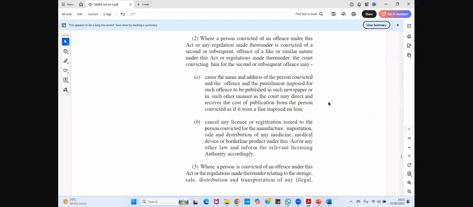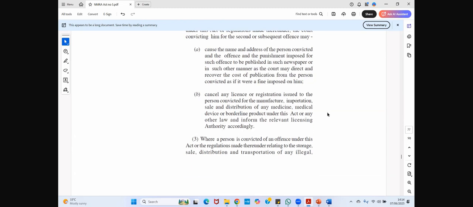So, where a person convicted of an offense under this act or any regulation made thereunder is convicted of a second or subsequent offense of a like or similar nature, the court convicting him for the second or subsequent offense may cause the name and address of the person convicted, the offense, and the punishment imposed for such offense to be published in such newspaper or in such other manner as the court may direct, and recover the cost of publication from the person convicted as if it were a fine imposed on him.